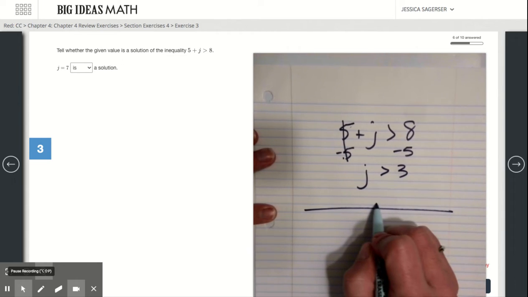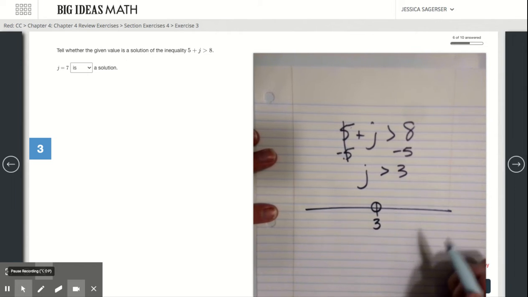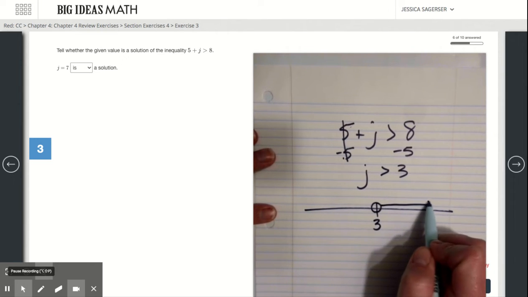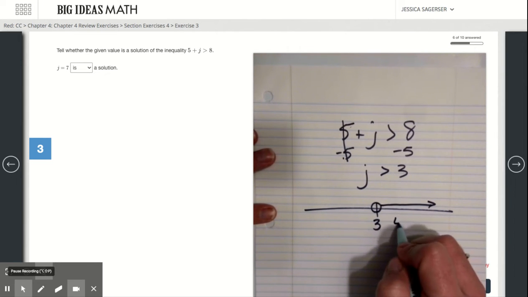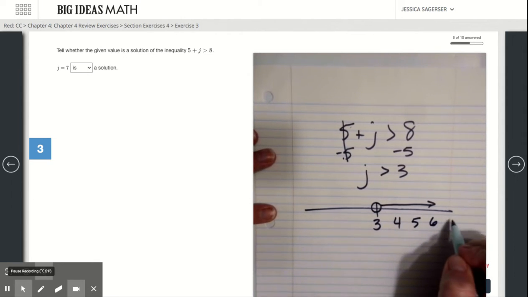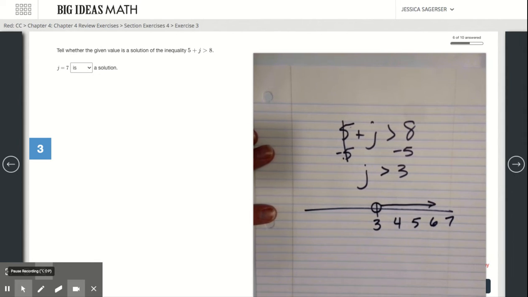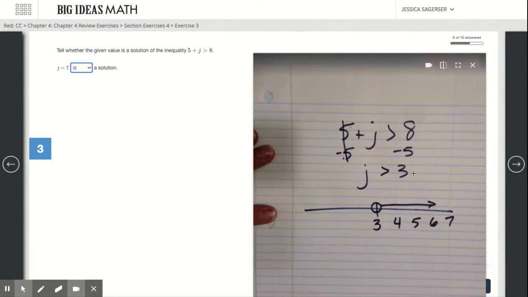So on a number line here at 3, it can't be equal to 3, so we're going to have an open circle. Any number larger or greater than 3 is a solution. So 4, 5, 6, or 7. So 7 is a solution. And on the drop-down menu, we would say is.